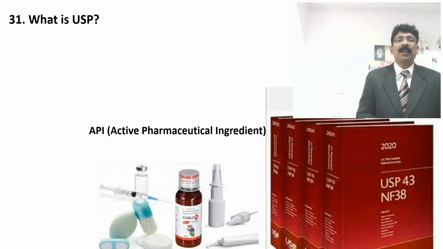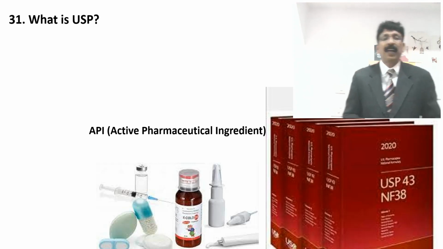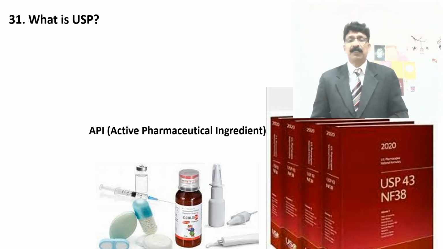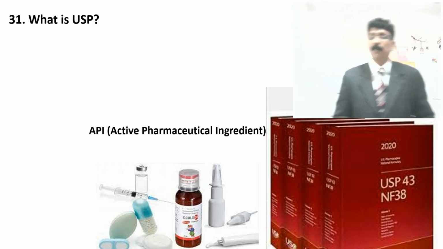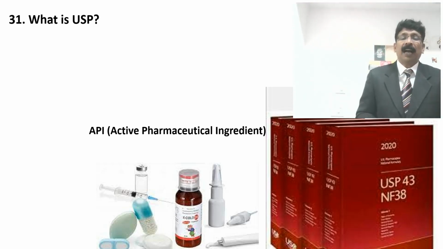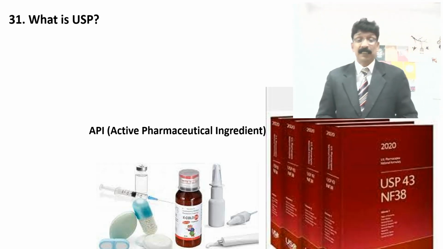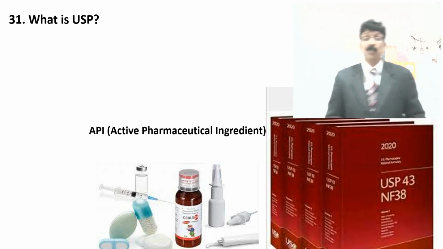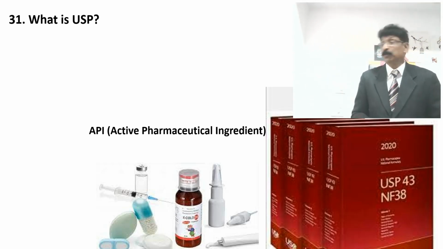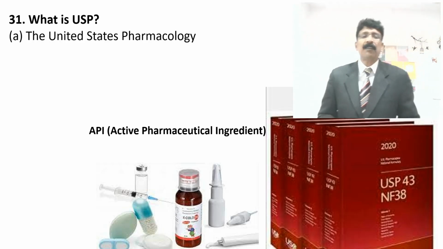And you can see what USP is, the United States Pharmacopoeia, the picture I have shown there, and they have the National Formulary also. And the active ingredients, what API is, I have also given: active pharmaceutical ingredients, because they have given a choice like that.